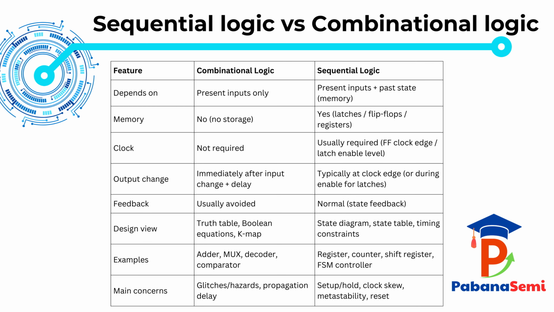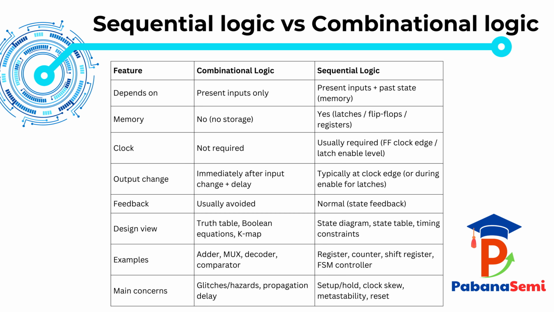Let's quickly understand the difference between combinational logic and sequential logic. This is one of the most important concepts in digital electronics. First, combinational logic. Combinational logic depends only on the current inputs. If the inputs change, the output changes immediately after a small delay. There is no memory inside. Examples: adders, multiplexers, decoders, comparators.